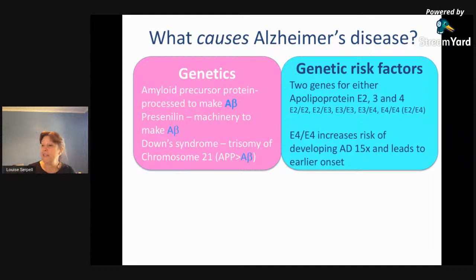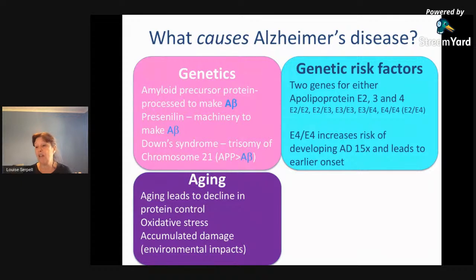So there are also some genetic risk factors. There are two genes that can encode Apolipoprotein E2, E3, or E4. So people can have E2/E2, E2/E3, E3/E3, and so on. And it's been shown that people who have E4/E4, so this is a polymorphism, have an increased risk of developing Alzheimer's disease at an earlier time, but generally over the age of about 70 or 80. So these are genetic factors, but they don't mean you will definitely get Alzheimer's disease. They mean you have a higher risk.